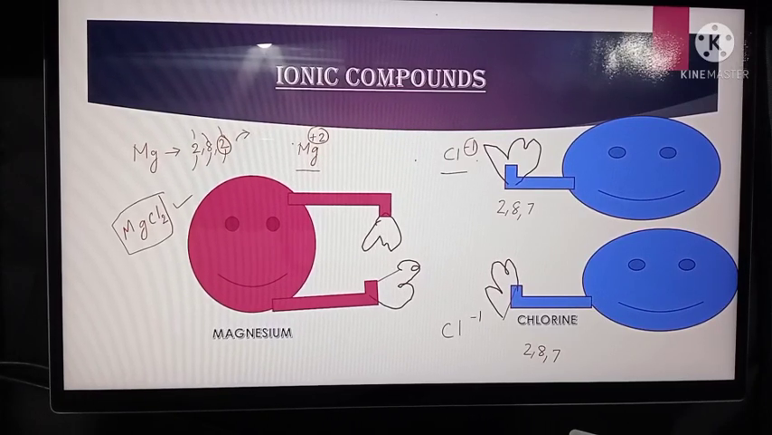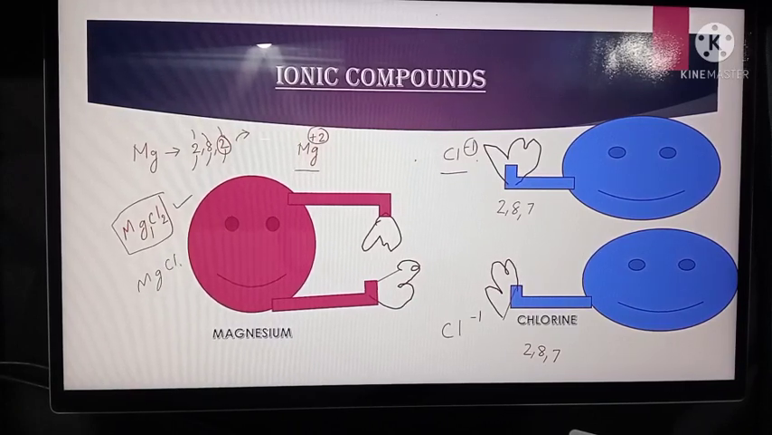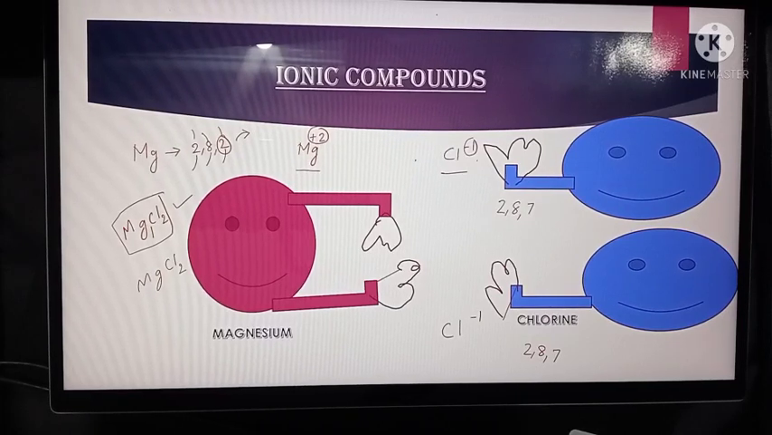Okay, so number 2 will go for chlorine and the 1 will come for magnesium. But 1 we are not writing here, especially like this. Otherwise we can write it, but 1 is understood. So we'll write MgCl2. That is a way of writing the formula of magnesium chloride.